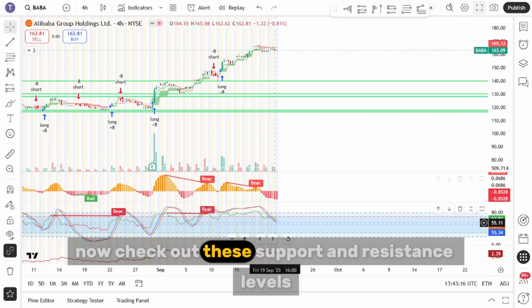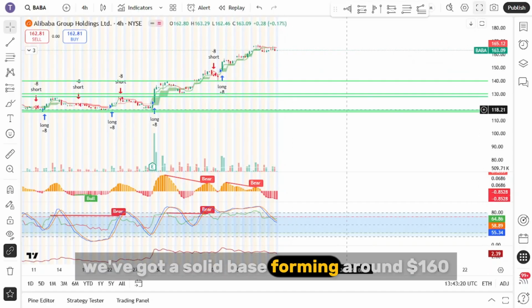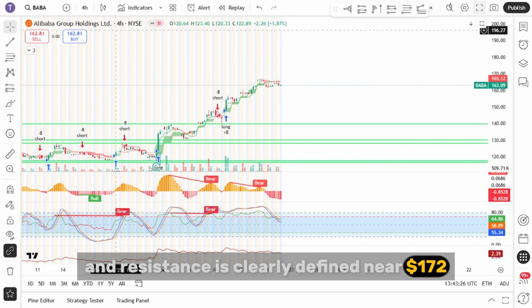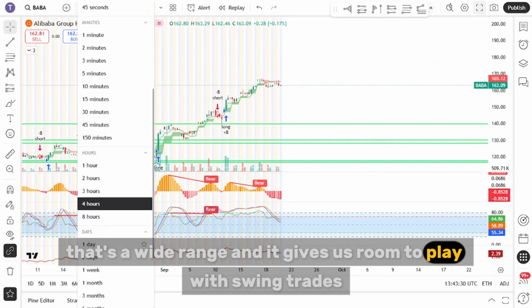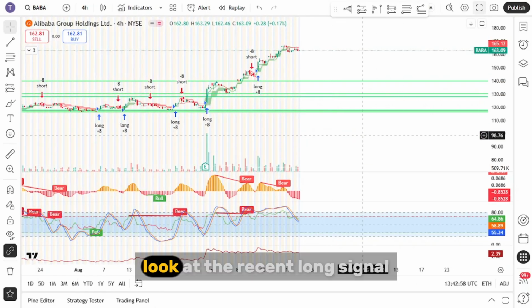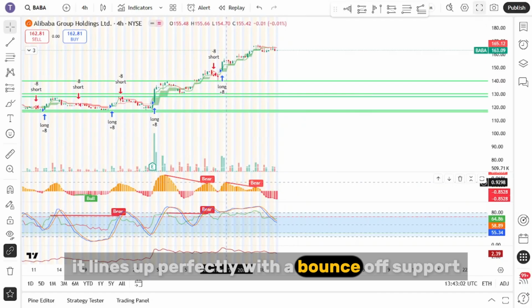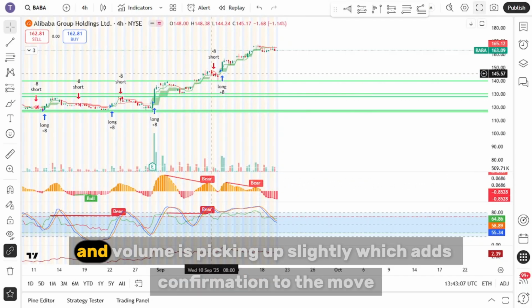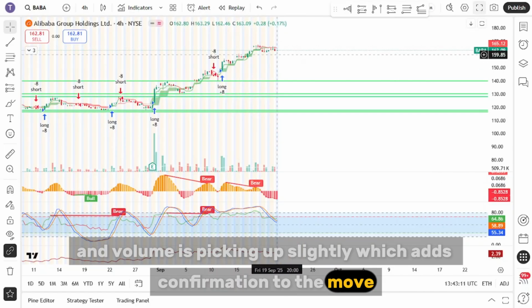Now check out these support and resistance levels. We've got a solid base forming around $160, and resistance is clearly defined near $172. That's a wide range, and it gives us room to play with swing trades. Look at the recent long signal. It lines up perfectly with the bounce-off support. That's a textbook entry if you caught it. And volume is picking up slightly, which adds confirmation to the move.